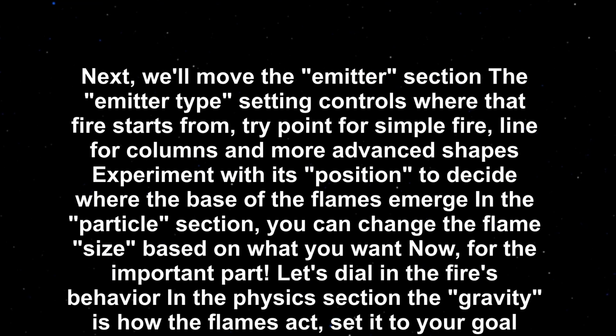Next, we'll move to the emitter section. The emitter type setting controls where that fire starts from. Try point for simple fire, line for columns, and more advanced shapes. Experiment with its position to decide where the base of the flames emerge. In the particle section, you can change the flame size based on what you want.